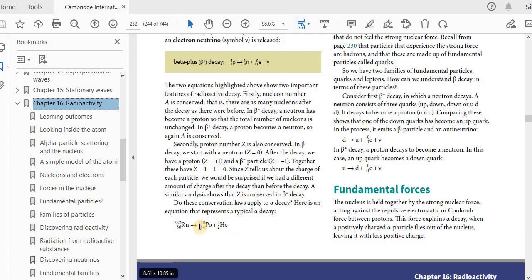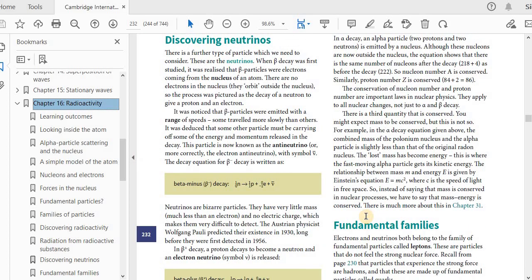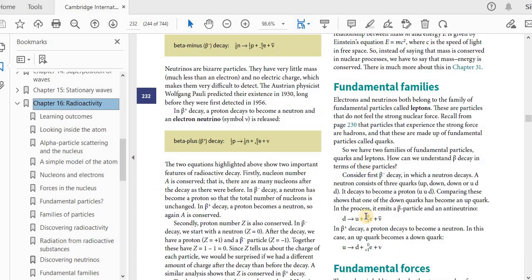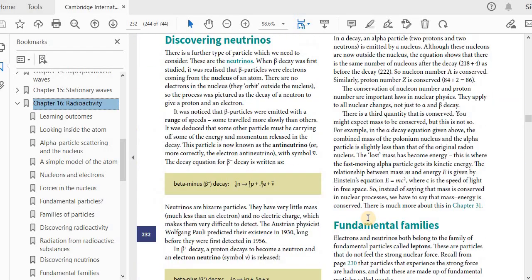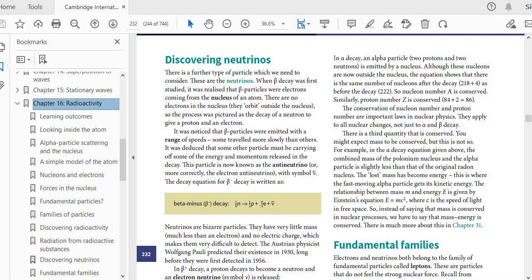Now here you can see the decay. This is alpha decay, by the way, because an alpha particle is identical to a helium nucleus. So then you might have beta plus decay, beta minus decay also. Okay, so these are very important. Okay, let's go back to what we were doing.